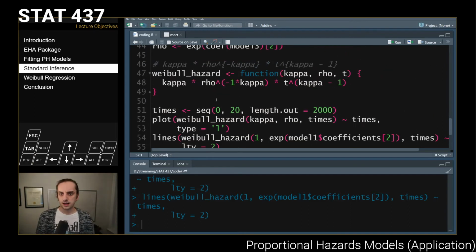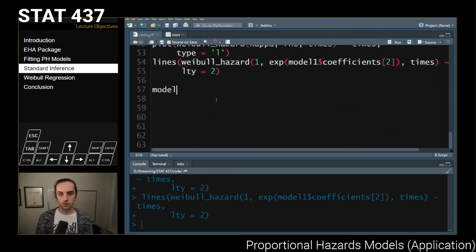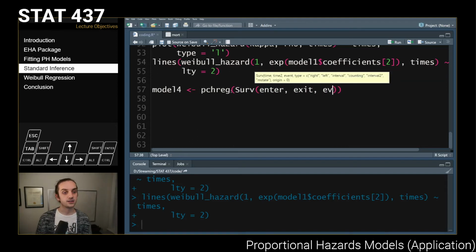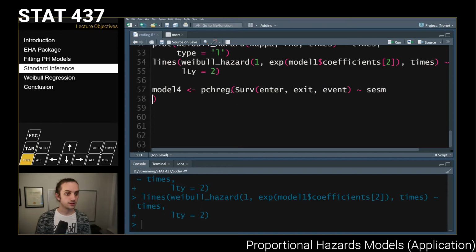So I'll come in here and define, say, model 4. In this case, instead of using the phreg function, we're going to use the pchreg function here. But otherwise, it will be exactly the same. So we'll pass in the Surv object where we have our enter, our exit, and our event. Give it the socioeconomic status. Now, we will pass in the data here as well. We don't have to specify a distribution because the pchreg is only going to be doing a piecewise constant hazard.